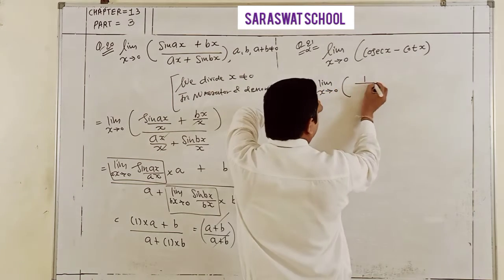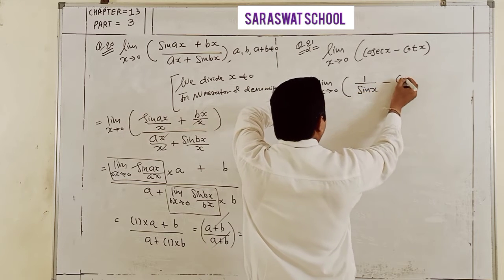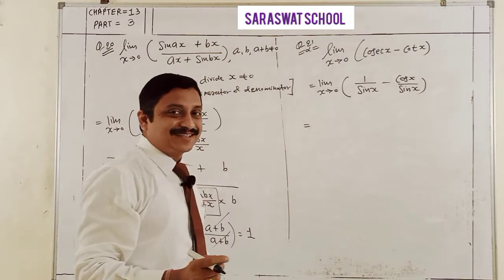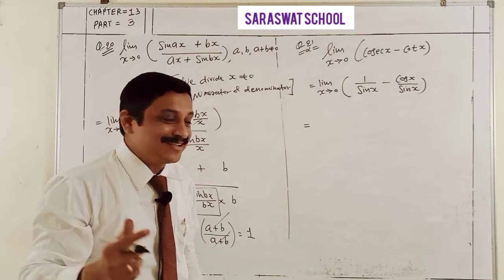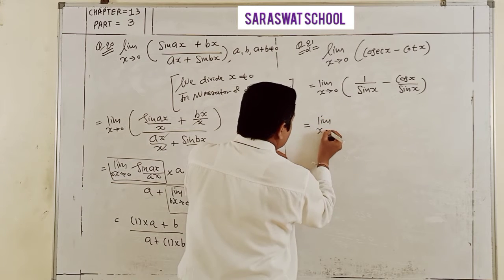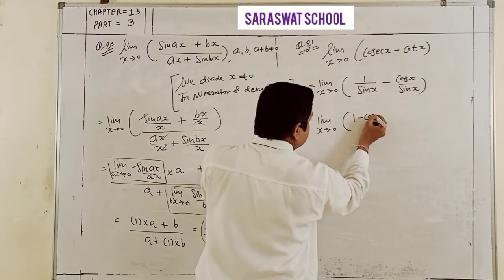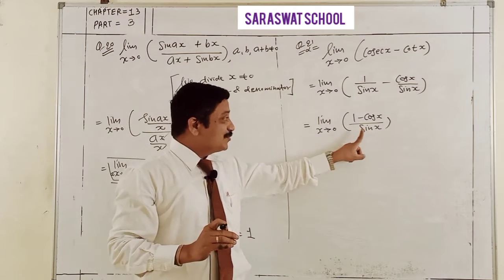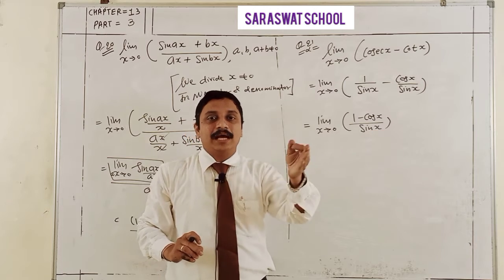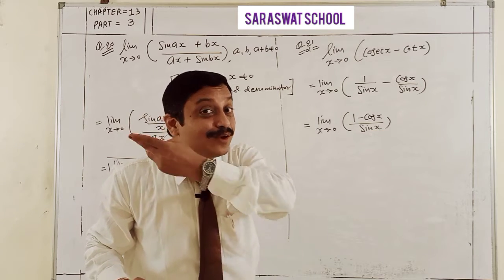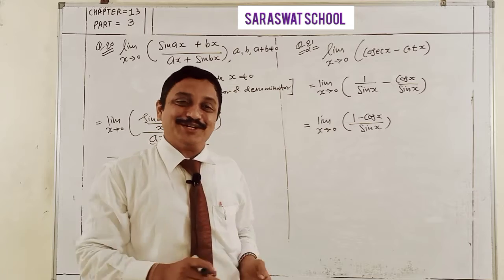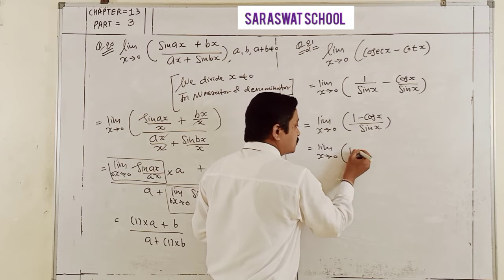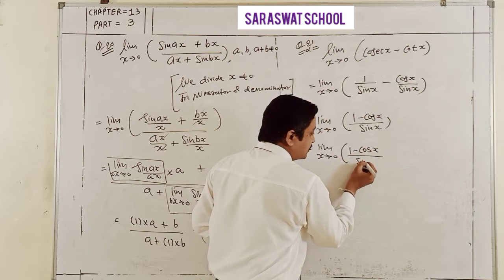Cosec x is 1 by sin x, minus cos by sin x. And take simple LCM. So limit x tends to 0, it is 1 minus cos x below sin x. Now here students, wait. You can't operate the limits because sin 0 is 0. Denominator is 0, so do not operate the limit. So I will go to the conjugate. Here conjugate apply. So 1 minus cos x by sin x.